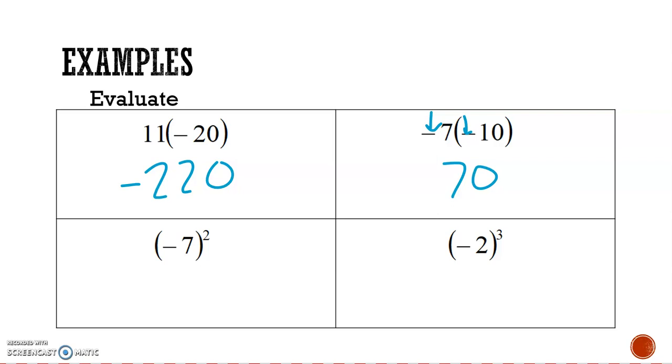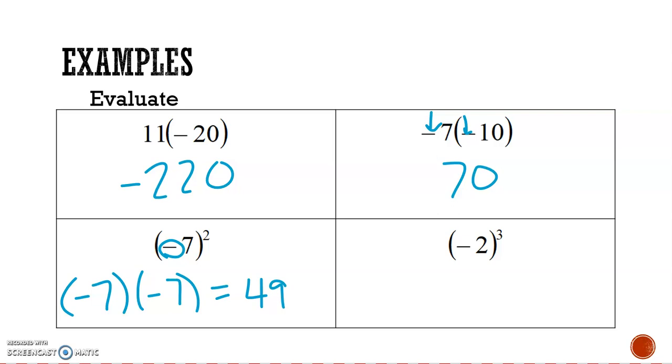Okay, negative 7 squared. This tells me I should be writing out negative 7 times negative 7. So now that I have two negatives, it's going to be a positive 49. If you didn't think to write this out, in the original problem it looks like you just have a single negative. But because it's inside the parentheses, that means I need to write negative 7 twice.